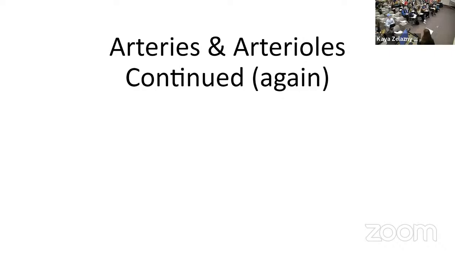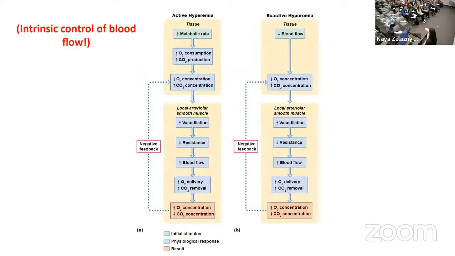Okay. So last time when we were talking, we had talked a little bit about our local intrinsic controls of arteriolar radius and therefore of arteriolar resistance. I'm just going to flip us back for a second. So that was this. We were talking about our active and reactive hyperemia.